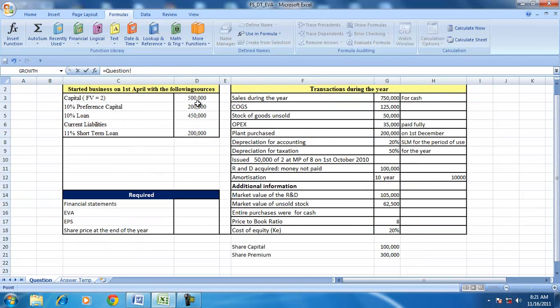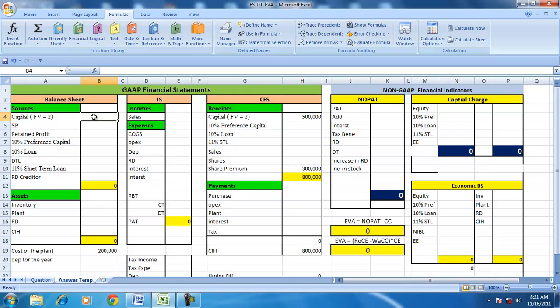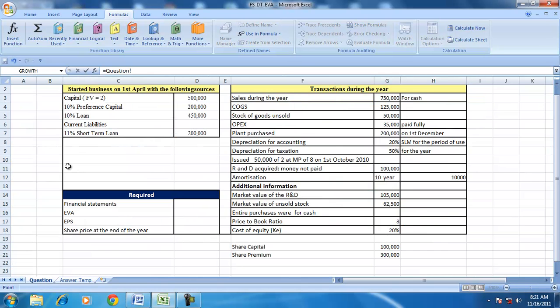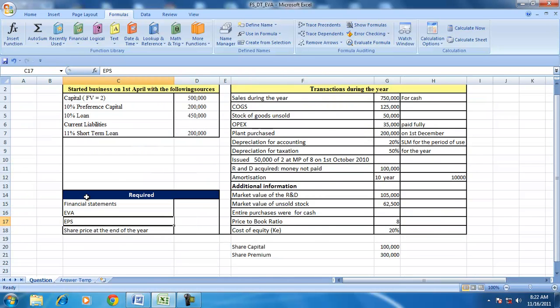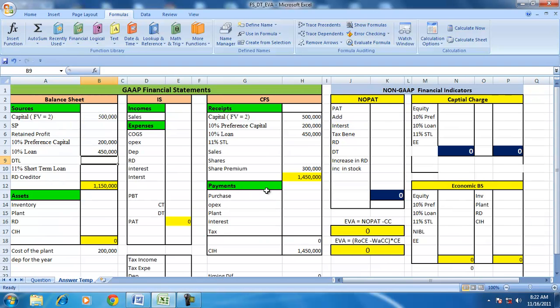the capital is 500,000. So capital is a source. The preference capital is 200,000, which is also an inflow and a source. They've raised a 10% loan of 450,000. So the 10% loan will also appear on the balance sheet, and they've raised an 11% short-term loan, which is 200,000. The 11% short-term loan will also appear on the sources side.